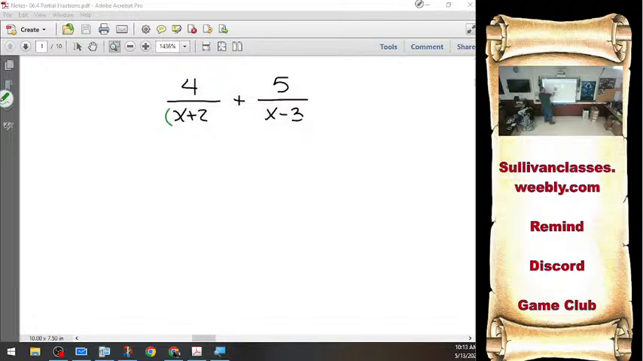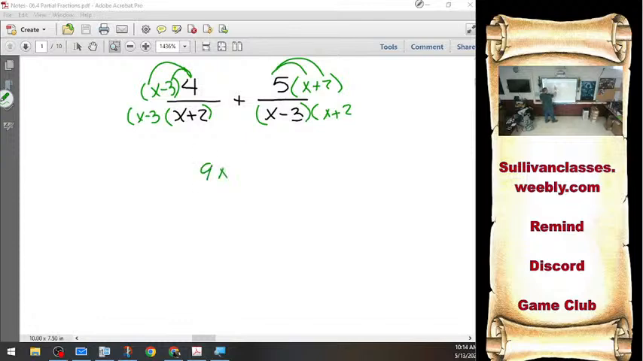Instead, because this is a summative expression, it has addends. I'm adding things together. I need factors, so you have the entirety of x minus 3 and the entirety of x minus 3. The entirety of x plus 2 and the entirety of x plus 2. You distribute it. And you'd get 4x and 5x is 9x. You'd get negative 12 and 10 is minus 2 over the quantity x squared minus x minus 6.